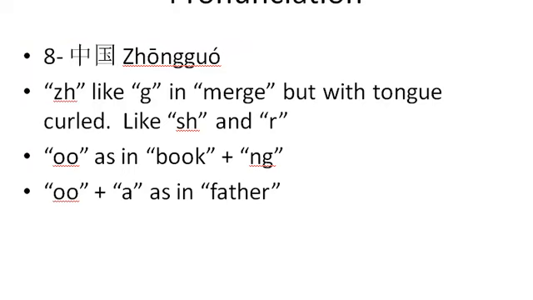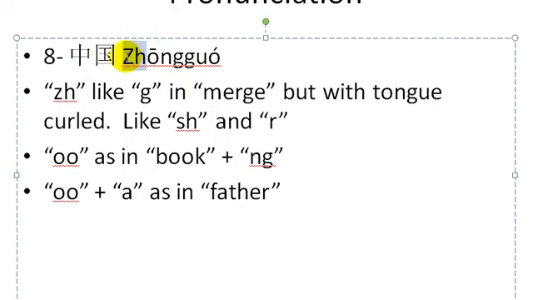Okay, next here we have 中国. 中国 means China. So this ZH in the pinyin actually sounds kind of like a G, like the G in merge, but with the tongue curled. So it's like the SH.